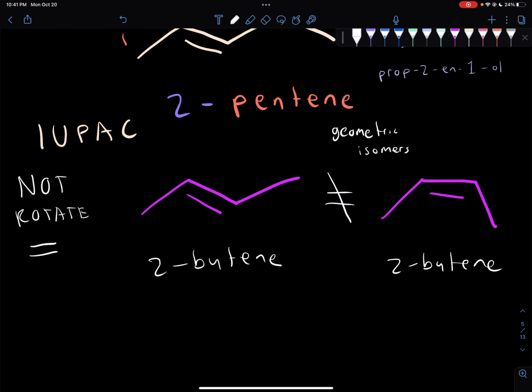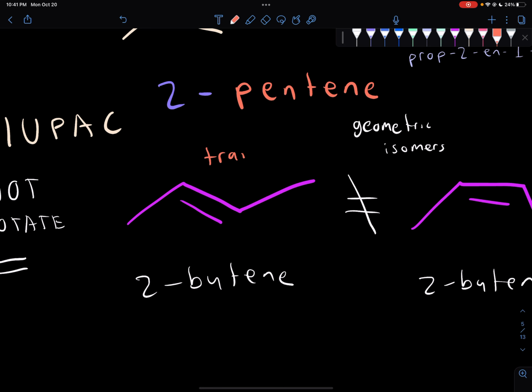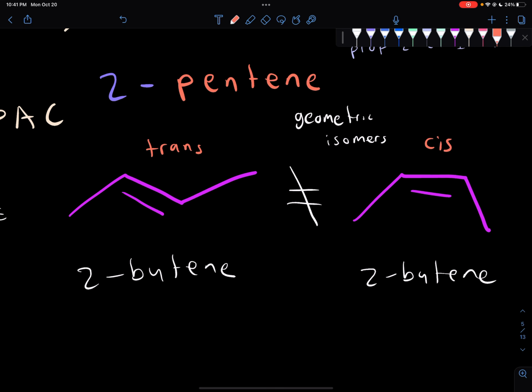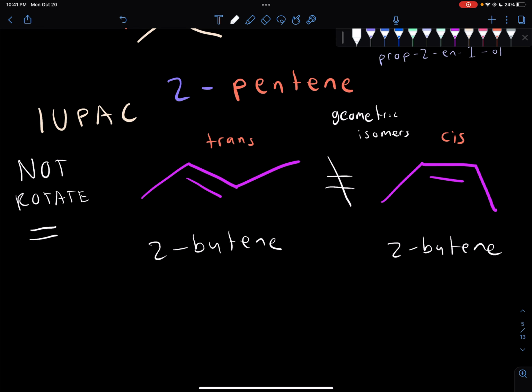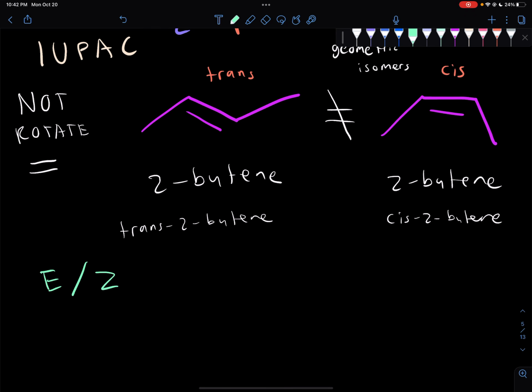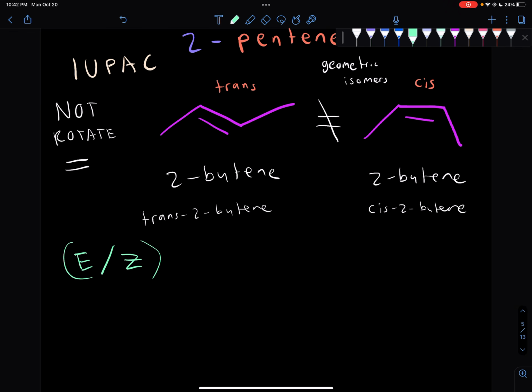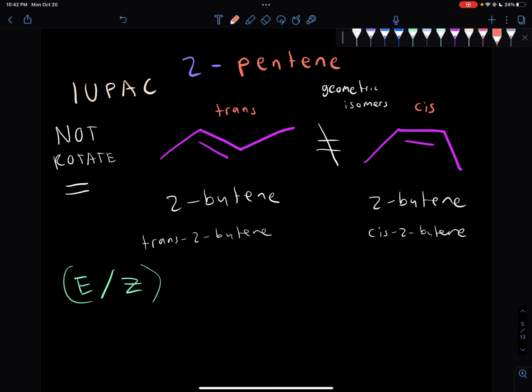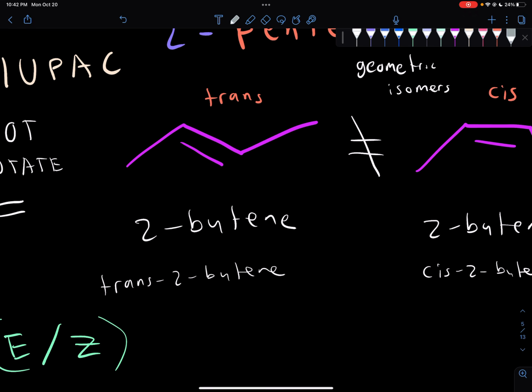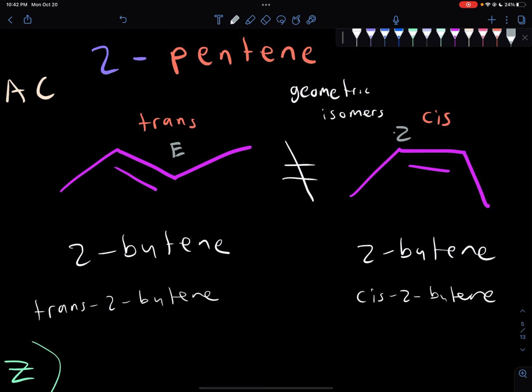So you might recognize the noob method is calling this trans and this one cis. And I mean, that's perfectly fine, right? You can call this trans-2-butene and the other one cis-2-butene. But the expert method is using E and Z classifications. So take a quick guess. Which one do you think is E? Which one do you think is Z? Okay, you're wrong. Trans is going to be E, and cis is going to be Z.